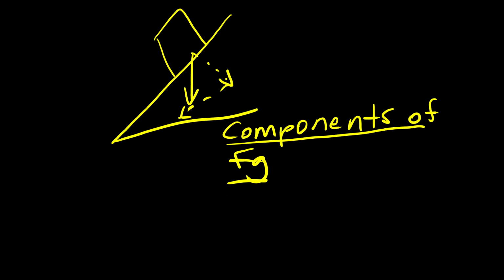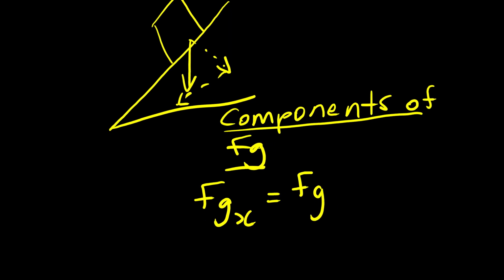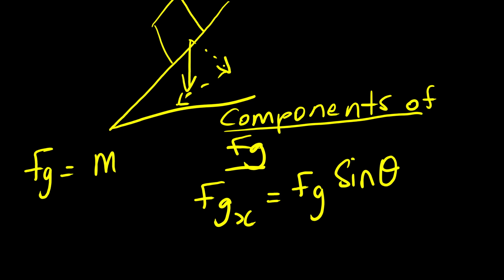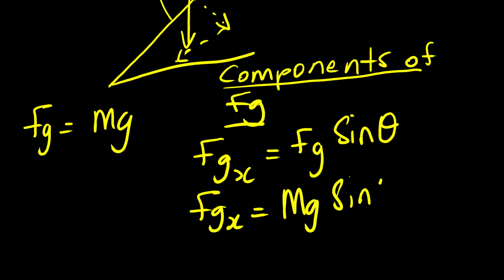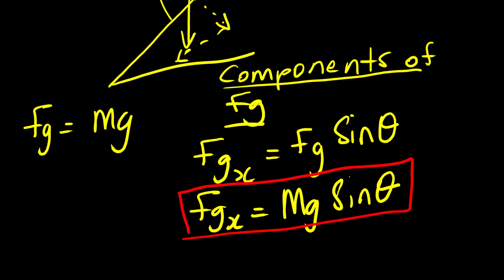Now these are the equations. Our Fgx is equal to Fg sine theta, where we know that Fg is equal to mg. So when we expand this equation further, we have Fgx is equal to mg sine theta. So write this equation down. It is the equation to calculate the horizontal component of gravitational force.